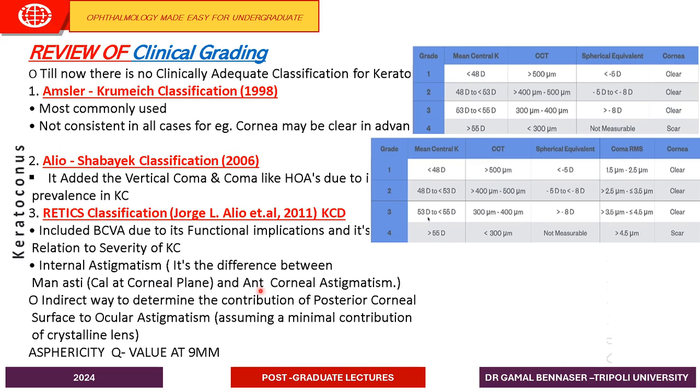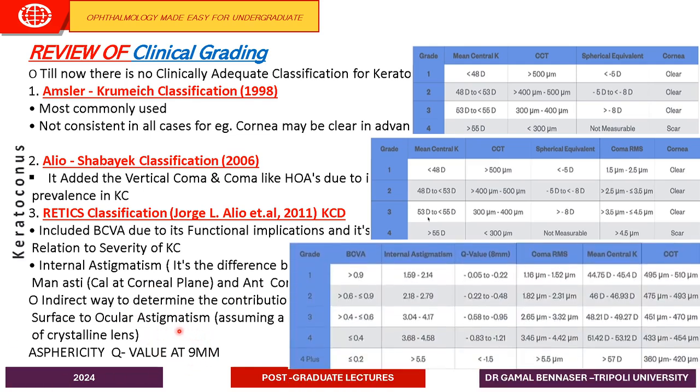They also added the sphericity factor at 9 millimeter. So the classification, as you can see here, includes the K reading, the best corrected visual acuity, the internal astigmatism, the Q value, the coma, and the higher order aberrations, and so on, similar to the others. But the same thing: it is not consistent all the time, because sometimes you find early keratoconus but advanced higher order aberrations or root mean square. So you get confused whether to place the patient in grade 1, 2, 3, or 4.